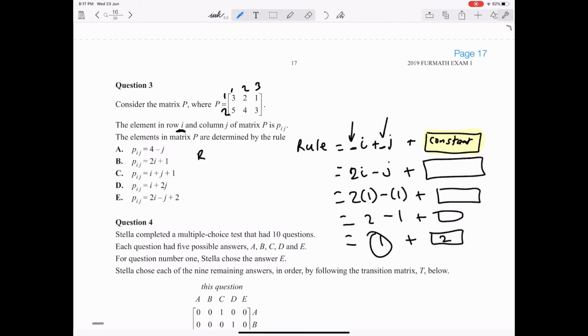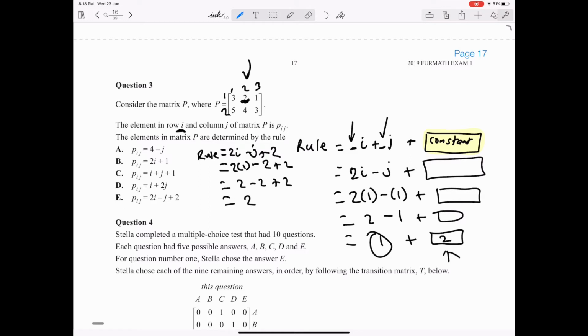So if we said our rule is 2i minus j plus 2, as we determined for our constant, we'll try row 1 and column 2. So i is the row, which is 1, and the value for j is the column. We're using column 2, so 2 minus 2 plus 2, that would give you 2. And the element in row 1, column 2 is 2.